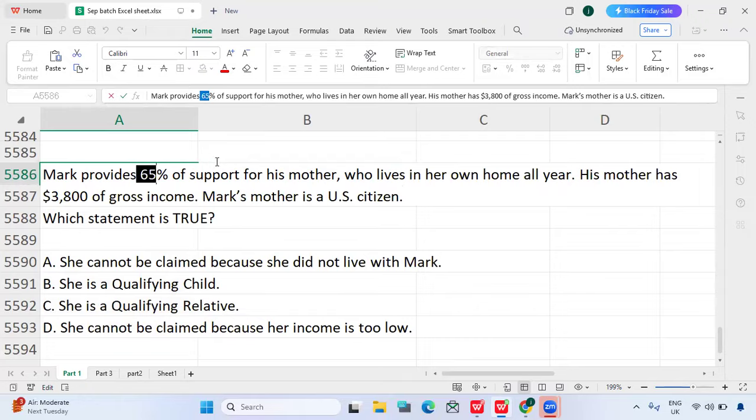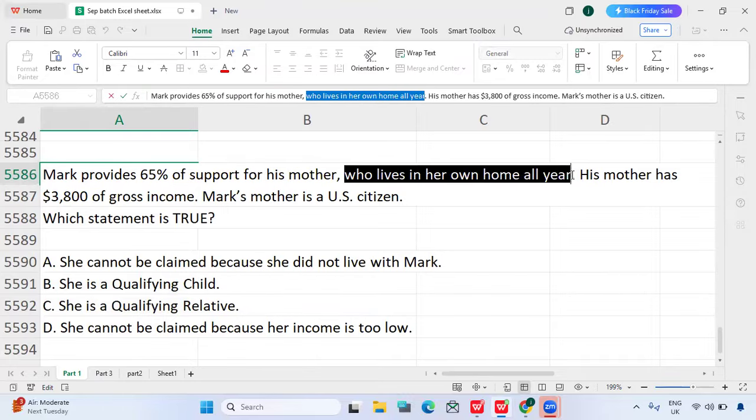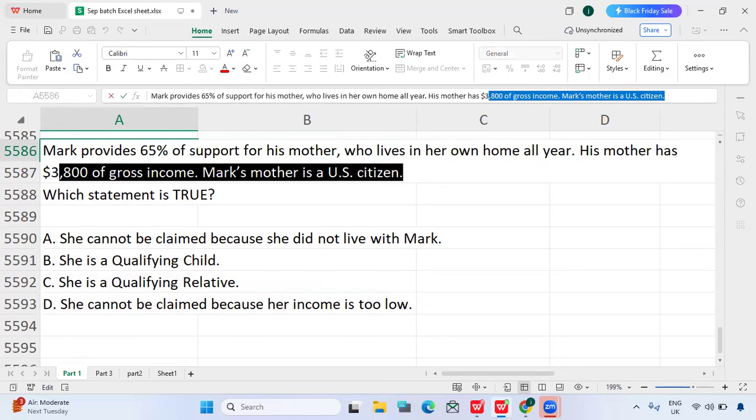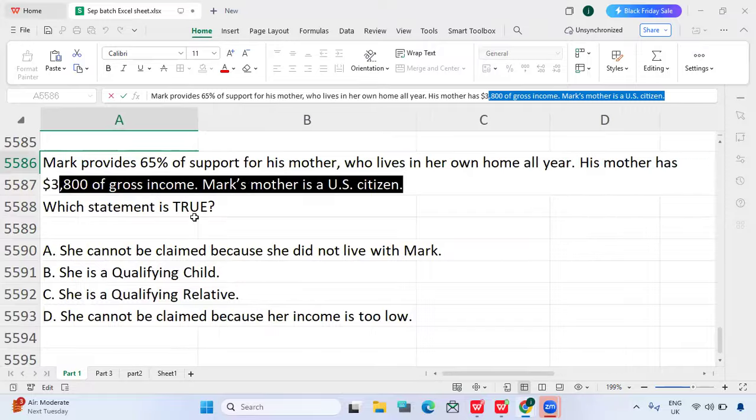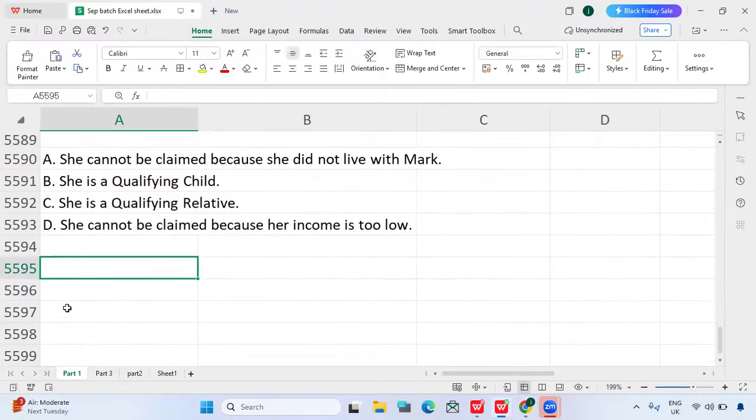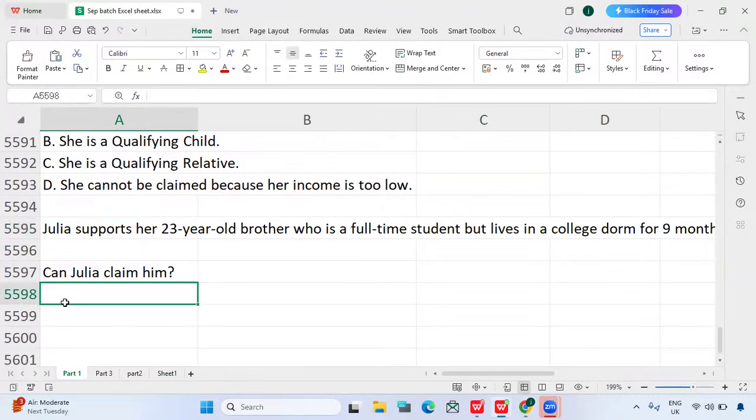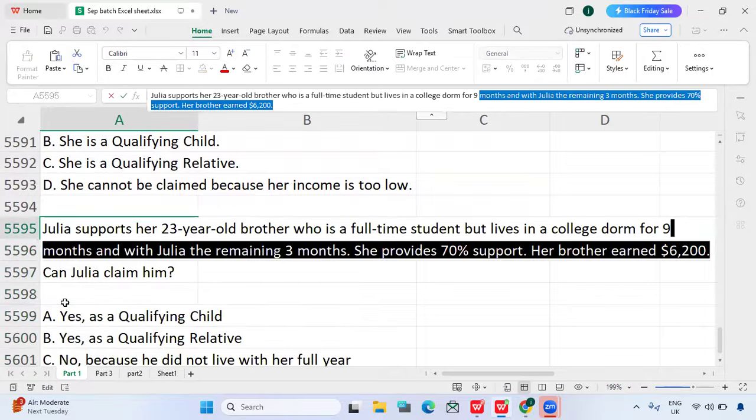Mark provides 60% of support for his mother, who lives in her home all year. His mother has $3,800 gross income. Mark's mother is a US citizen. Which statement is true, guys? Qualifying relative. Yes. Perfect. So the answer is C. And the next one for you is, yeah, now tell me the answer.